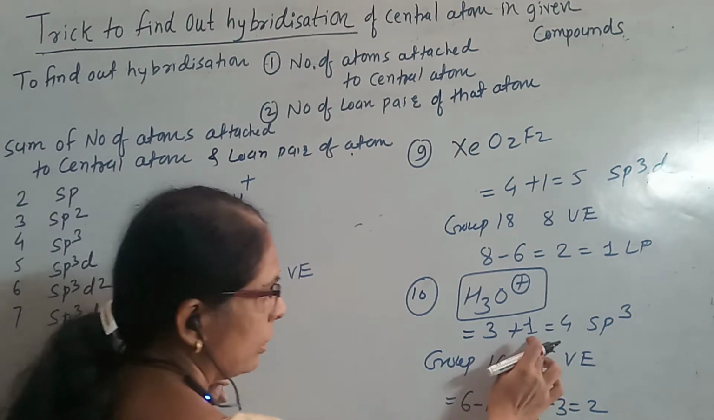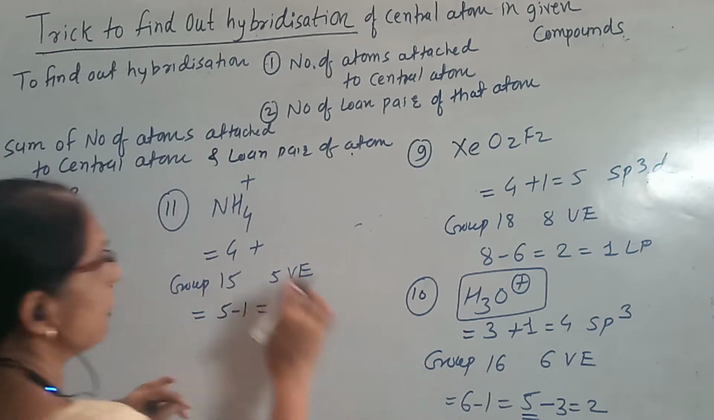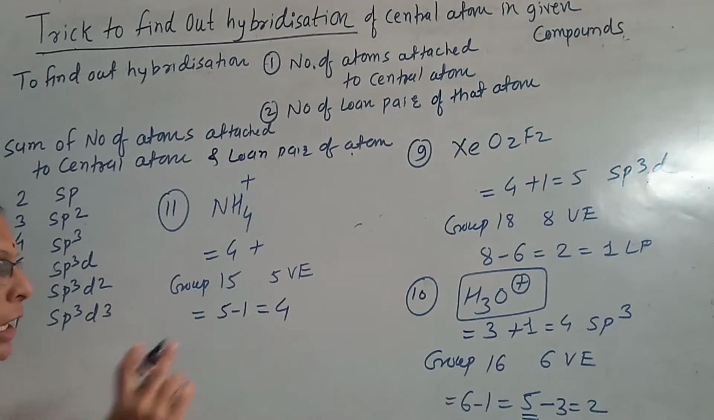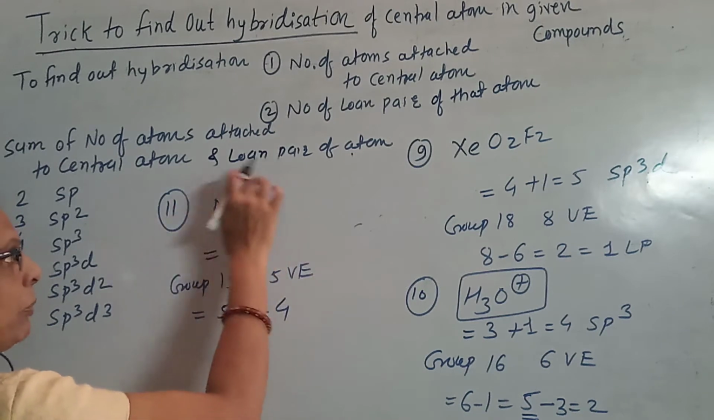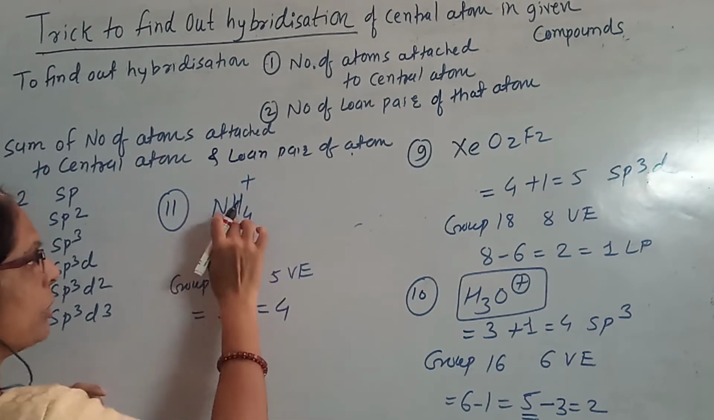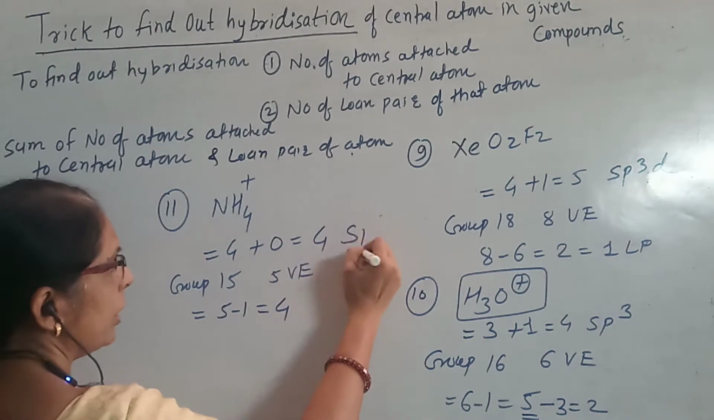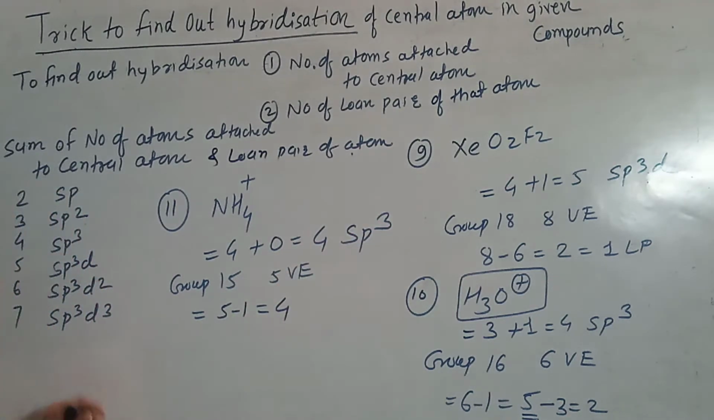Same as here, we minus 1. So the total number of electrons available are 4. They are not 5 because it is a positive charge. So all 4 are busy with bonding. So 4 plus 0 is a 4. So it is again sp3 hybridized. Remember, this is also one of the important examples.